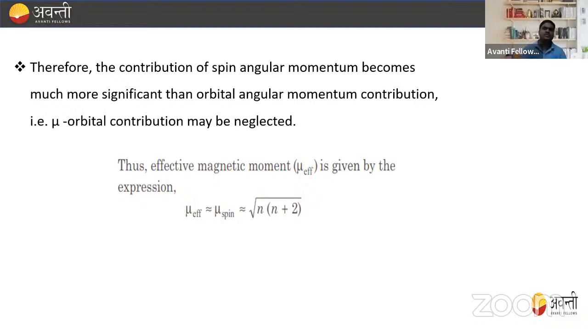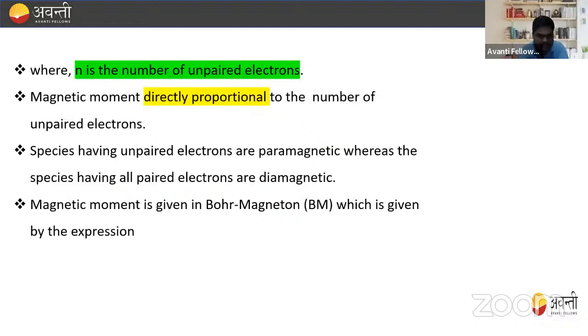Hence, the orbital contribution may be neglected, and we can find the spin magnetic moment: mu spin is equal to the square root of n(n+2), where n is the number of unpaired electrons and mu spin is the spin magnetic moment. Magnetic moment is directly proportional to the number of unpaired electrons. If the number of unpaired electrons increases, then definitely the magnetic moment also increases.